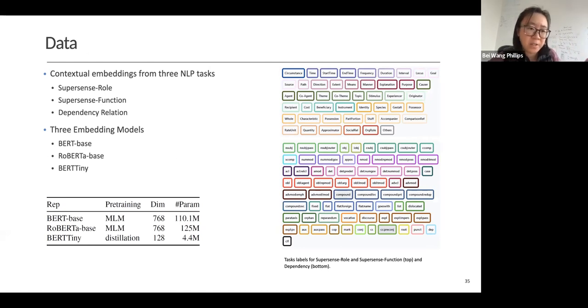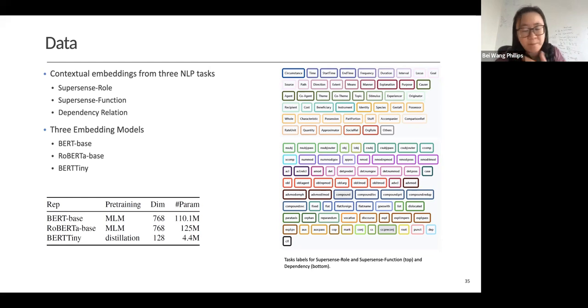Roberta is a more robust version of BERT. BERT Tiny is a smaller model that only has a smaller number of layers. In terms of number of parameters, BERT base has 110 million parameters. Roberta has 125 million. BERT Tiny has 4.4 million, which is comparatively a much smaller model.